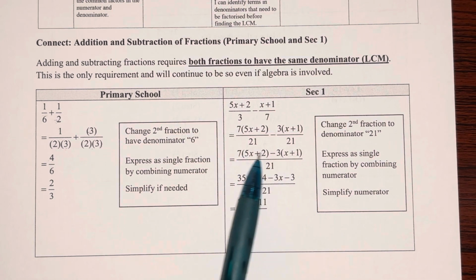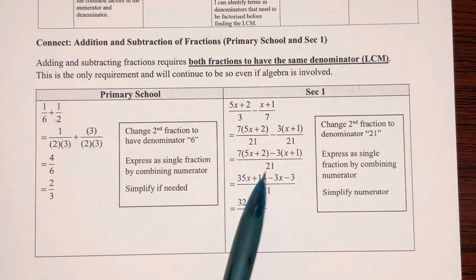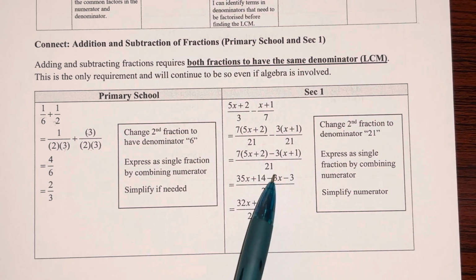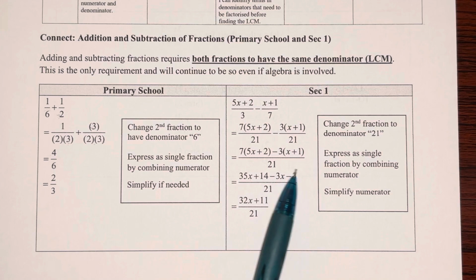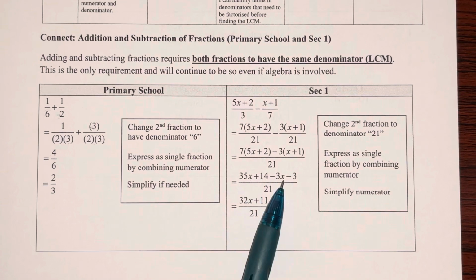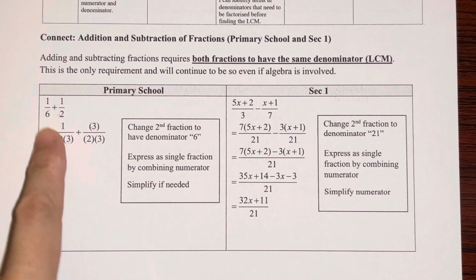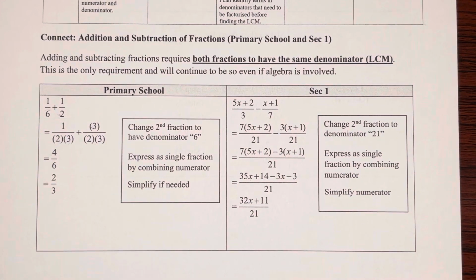So after that, I simplify this one. So this will be 7 times 35, 7 times 2, 14, negative 3 times x, negative 3x, and negative 3 times 1, negative 3. This is the one that most people will get wrong if you have expanded it at the start. So here, I simplify again, and I get the final answer. So this is what we did in primary school and Sec 1. You notice the steps are the same. First, make the denominators the same. After that, once it is the same, I just combine the numerators and that's it.